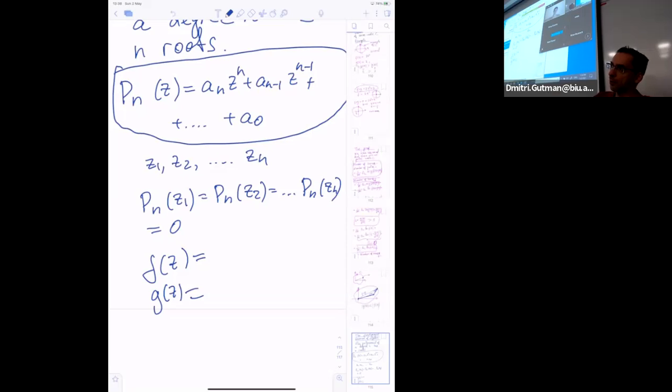But how does it help to prove anything which is absolutely general for any polynomial of degree n, with coefficients a_n minus 1, z^n, and so on? How does it allow us to prove the fundamental theorem of algebra?